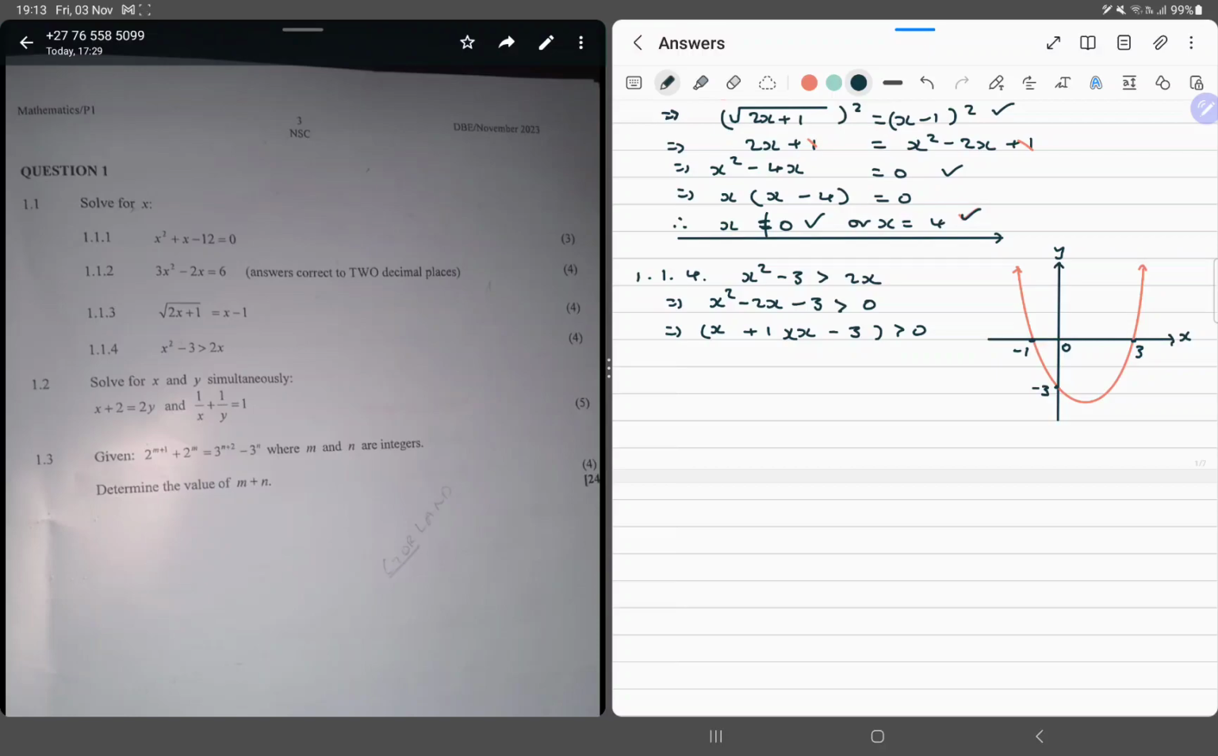And then of course, what do we say now? We want this to be greater than 0. So the x values that give us a value greater than 0 is these x values over there. Okay, these x values, you can see the corresponding y values are greater than 0. So what do we say? We can say therefore x must be less than minus 1, or x must be greater than 3. Right.